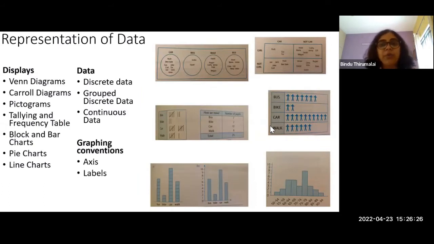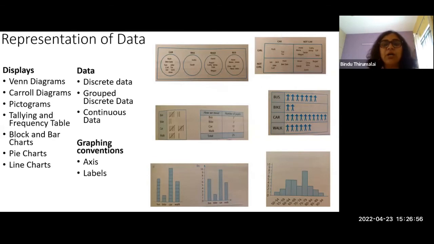So I'm going to very quickly go through a variety of displays we can use in the primary school itself. So you have Venn diagrams like this, when you can ask them to collect data. Remember I said we have to learn how to make students collect data. Why? Because they make sense of the data then. They know what that data is, right? Then you have Carroll diagrams.